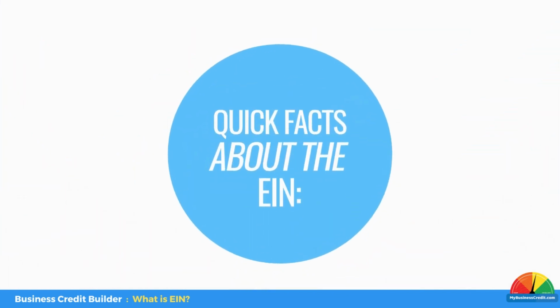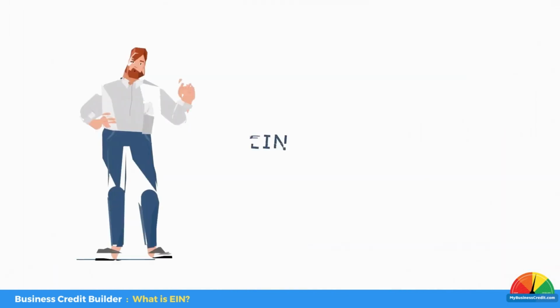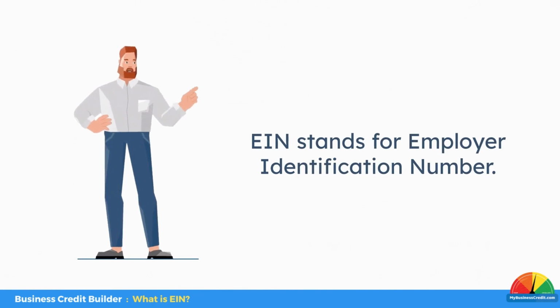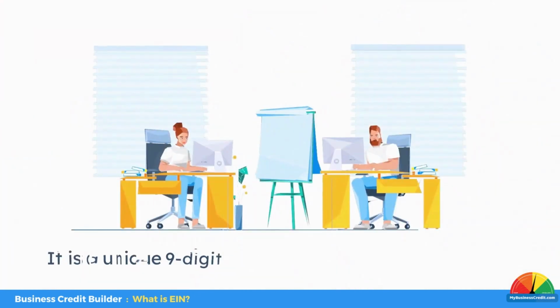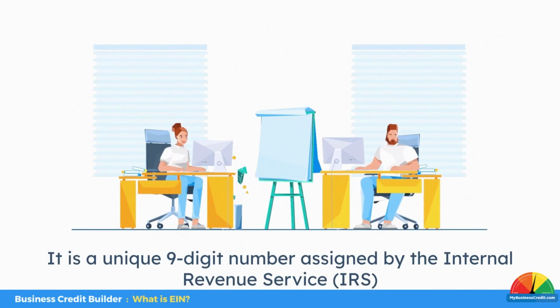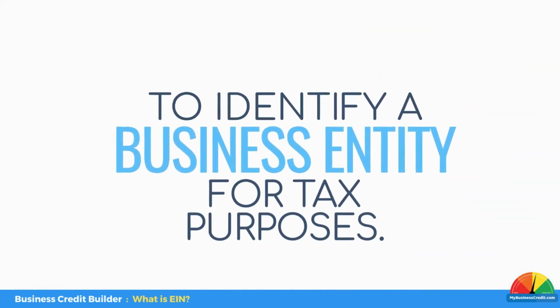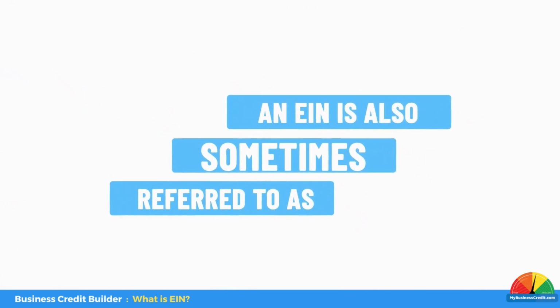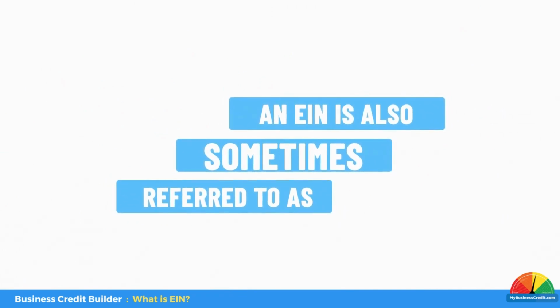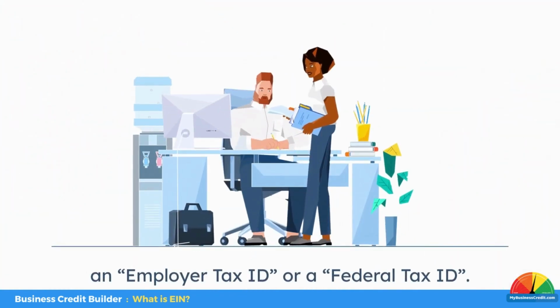Quick facts about the EIN. EIN stands for Employer Identification Number. It is a unique 9-digit number assigned by the Internal Revenue Service to identify a business entity for tax purposes. An EIN is also sometimes referred to as an Employer Tax ID or a Federal Tax ID.